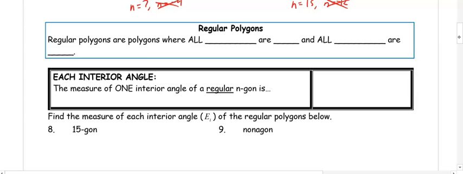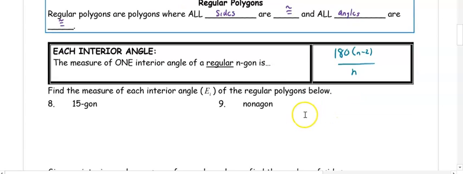So regular polygons means that all sides are congruent and all angles are congruent. The next two formulas then are only going to apply to regular polygons where all of the angles are congruent. So to find each interior angle, we're going to take the sum of interior angles, and then we're going to divide by the number of sides.